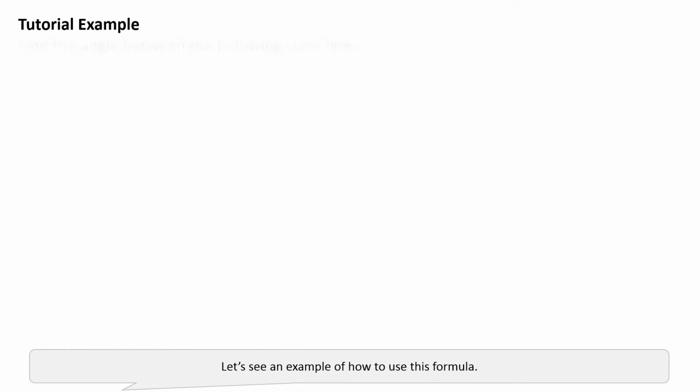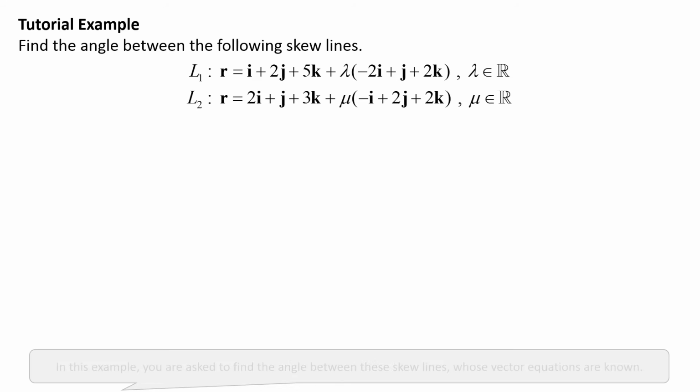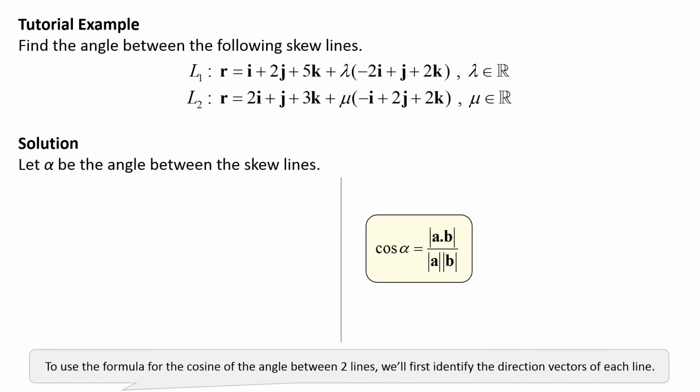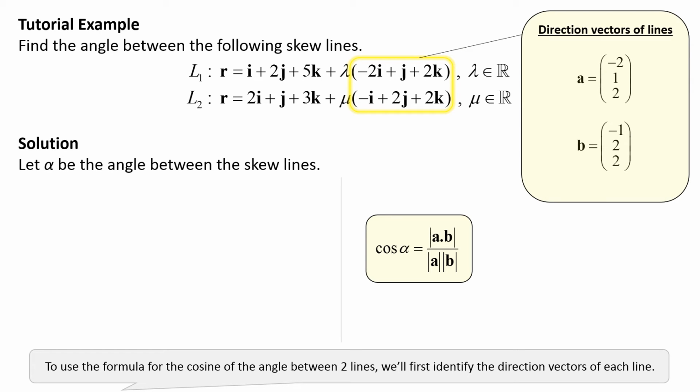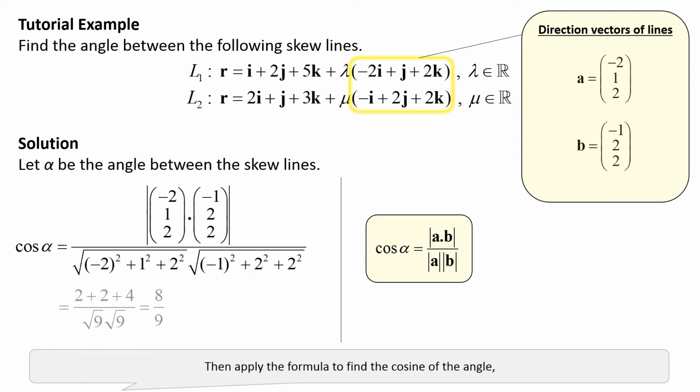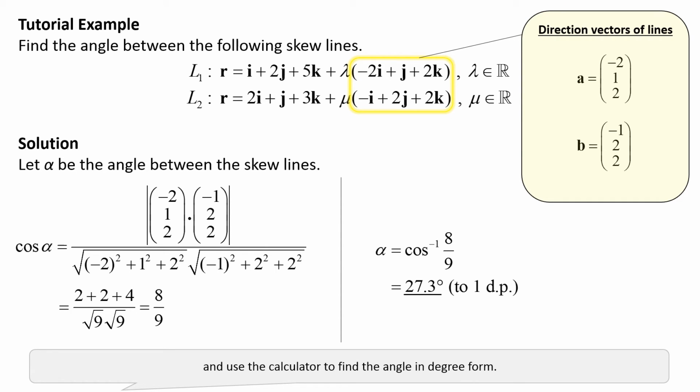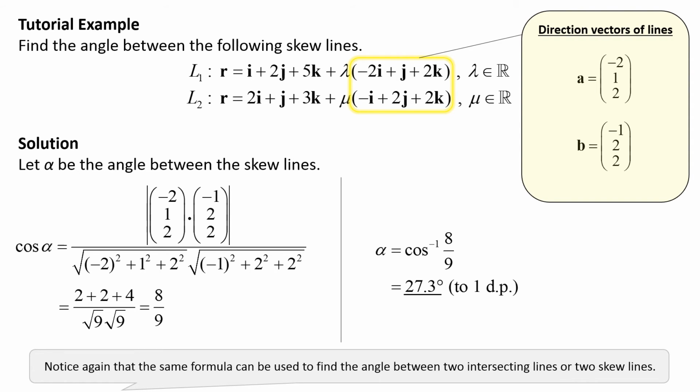Let's see an example of how to use this formula. In this example, you are asked to find the angle between these skew lines whose vector equations are known. To use the formula for the cosine of the angle between two lines, we'll first identify the direction vectors of each line. Then apply the formula to find the cosine of the angle, and use the calculator to find the angle in degree form. Notice again that the same formula can be used to find the angle between two intersecting lines or two skew lines.